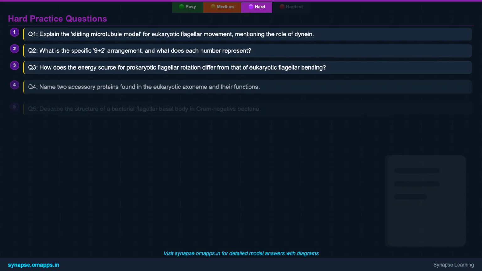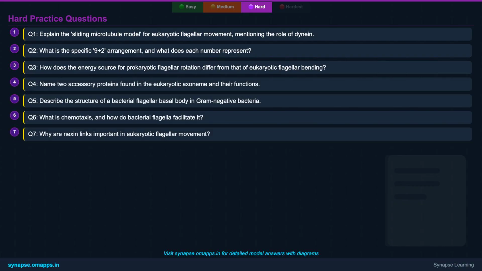Alright, it's time for some challenging questions to solidify your understanding. Question 1. Explain the sliding microtubule model for eukaryotic flagella movement, mentioning the role of dynein. Question 2. What is the specific 9+2 arrangement and what does each number represent? Question 3. How does the energy source for prokaryotic flagella rotation differ from that of eukaryotic flagella bending?